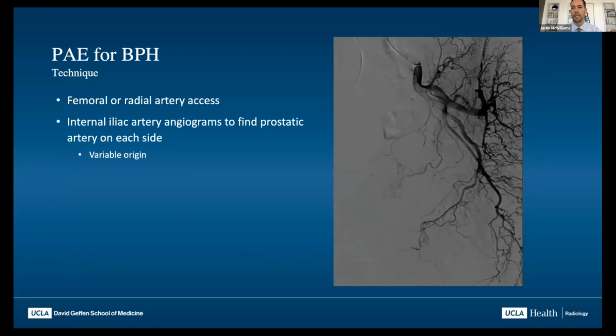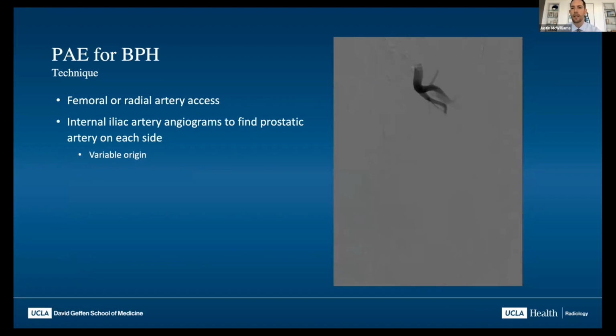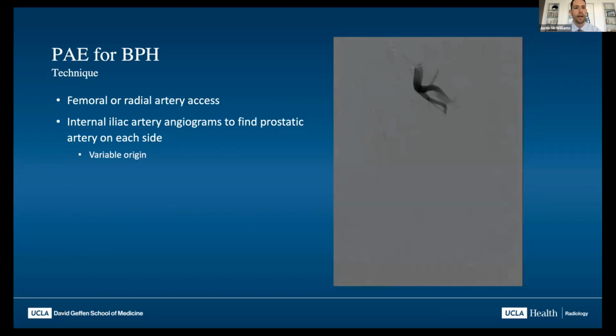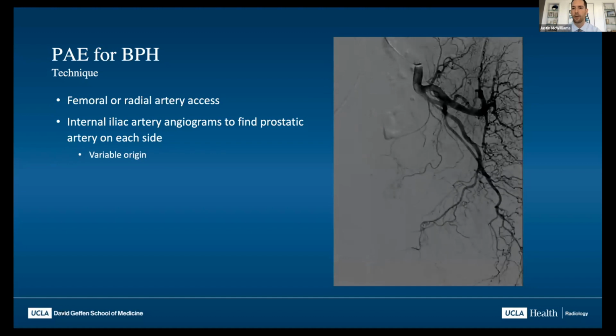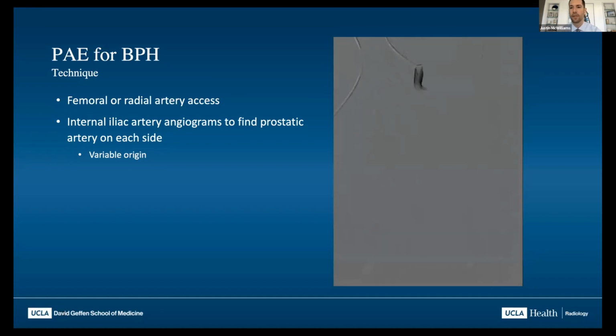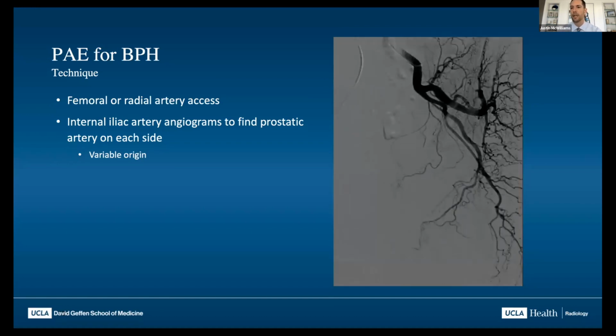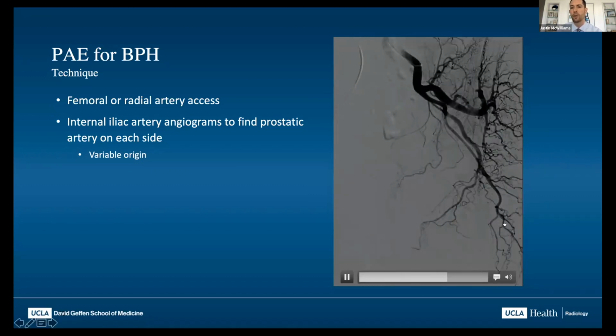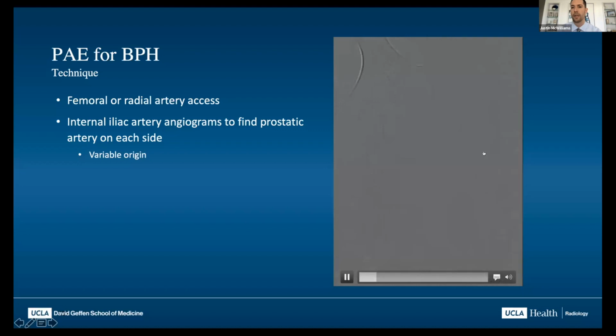And here's the basic technique. This is what it looks like during a procedure, either femoral or radial access. I'm doing a lot of both. We do internal iliac artery angiograms, and this is a 45-degree ipsilateral oblique, meaning we swing the image intensifier over to a fairly oblique angle so that we can open up all the arteries of the pelvis.